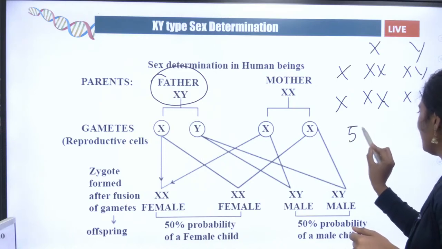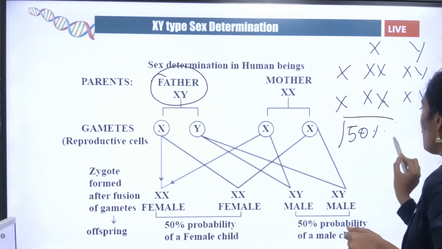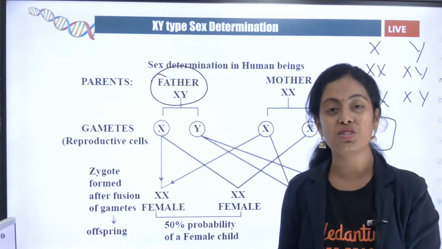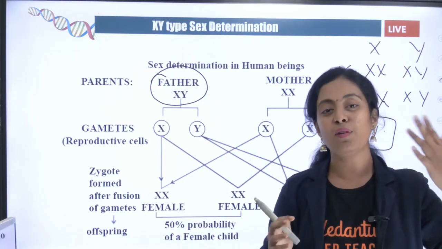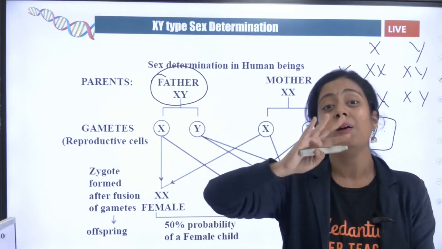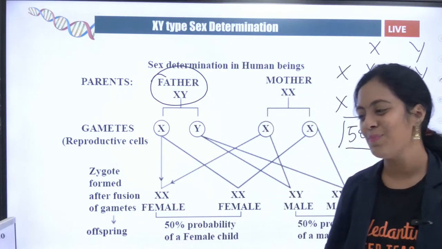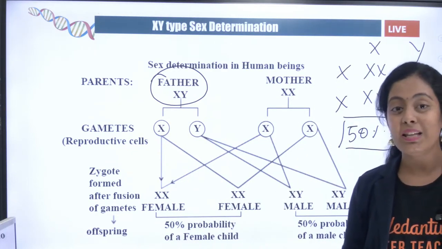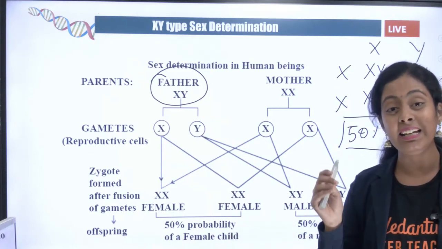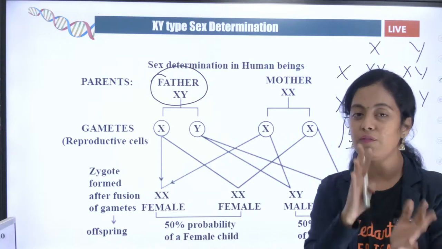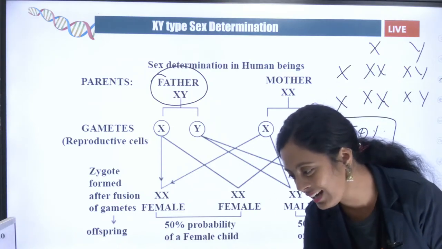It is 50%. No matter how many children there are, the probability of a child being a female is 50%. The probability of a child being a male is 50%. Clear? Very simple, very easy. Don't forget this one. Any time, any pregnancy, the probability of having a girl or a boy is 50-50%. Very good.